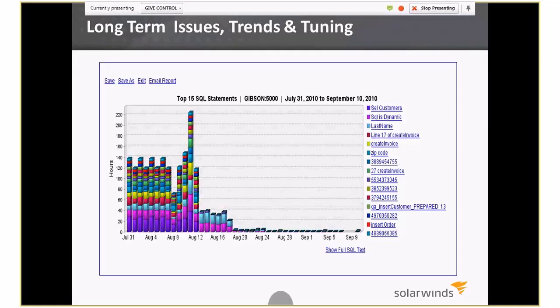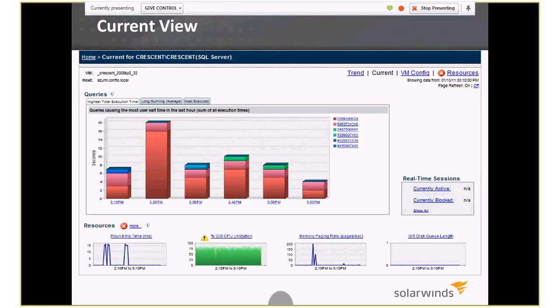Okay, so finally, the current view is always important, and you've got that when you're pulling that information every minute and looking at response time.